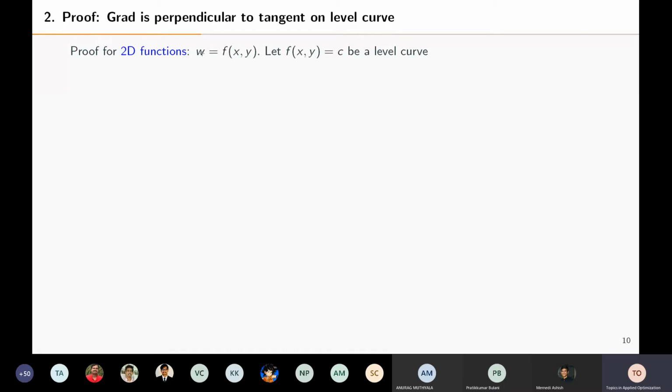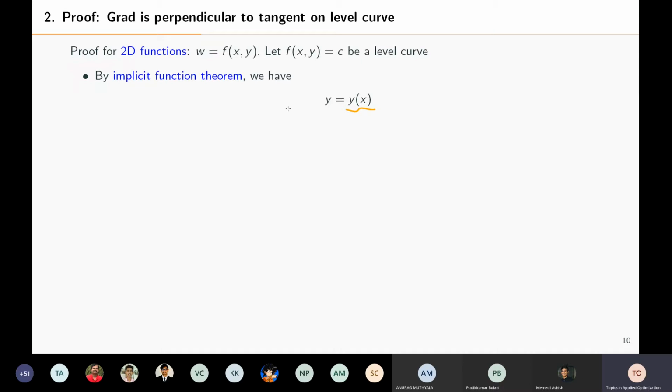So let us see, we can write our function f(x, y), and let us say f(x, y) is equal to w, and a level curve looks like this: f(x, y) is equal to some constant c. That's how the level curve looks. So by the implicit function theorem, we can write y is equal to some function of x. So y can be written as some function of x. This is how we denote it: y is a function of x.